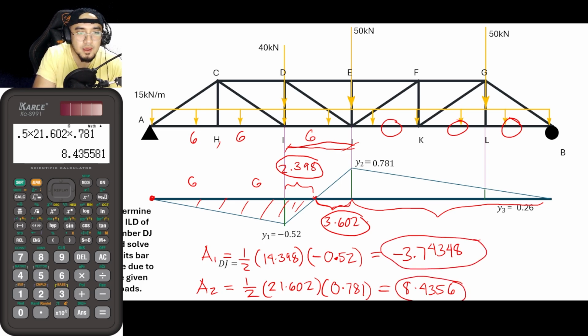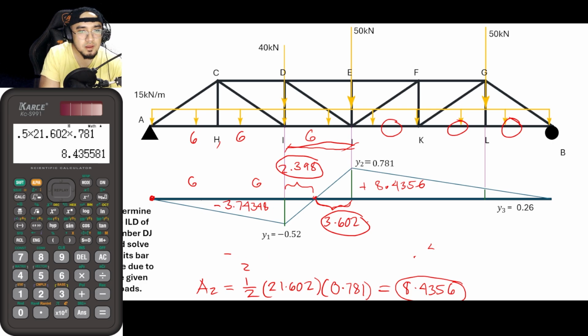Okay, so this is for area 1 and this is for area 2. So finally, let me just put the areas here. For the area here, this is negative 3.74348. And for the area here, it's the other way around. So this must be positive 8.4356, and this is negative 3.74348.